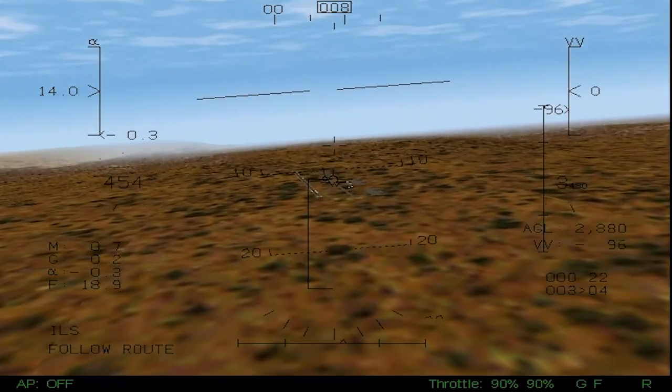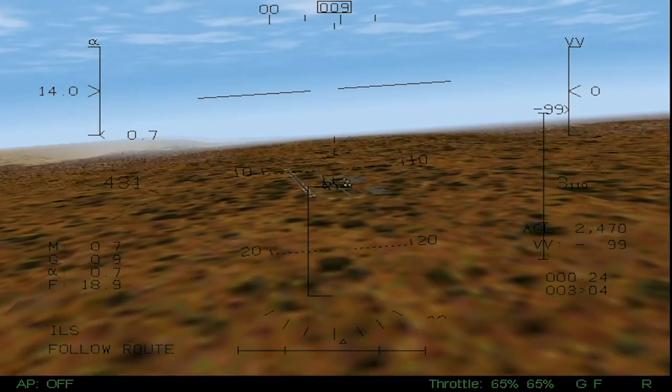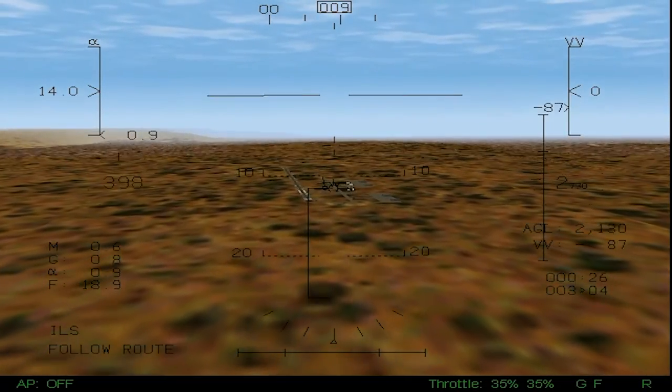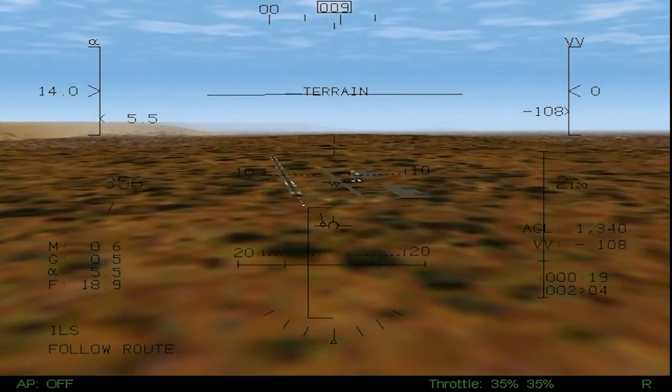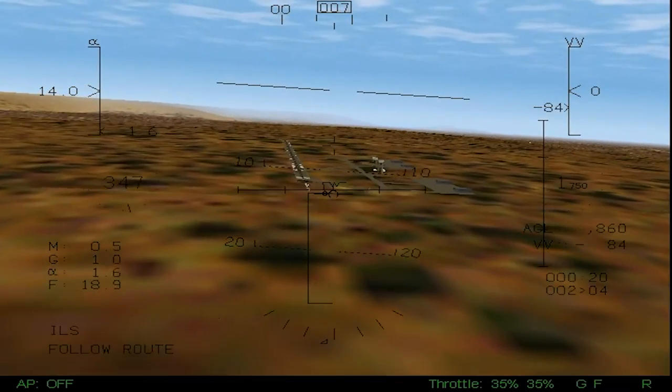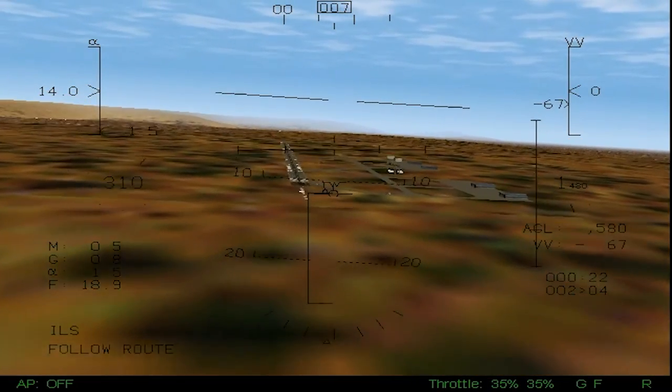Now hit the number 7 key to reduce your engine power to 35%. Once your altitude is about 200 foot AGL, pitch your nose up to an angle of attack of 12 to 14 degrees. You want to keep your nose flared up to make sure your rear wheels touch down first.